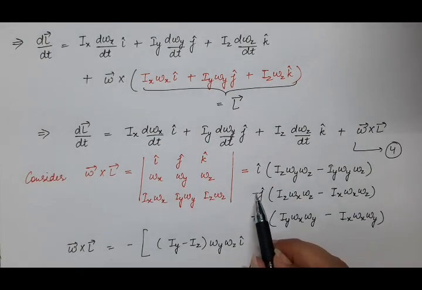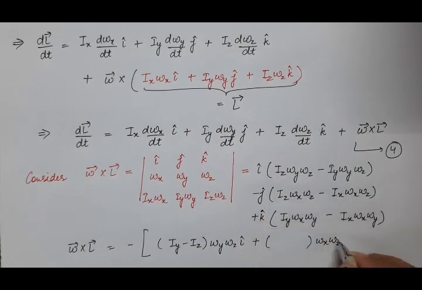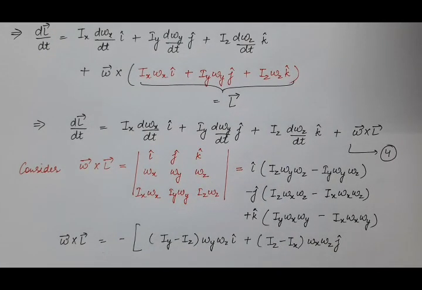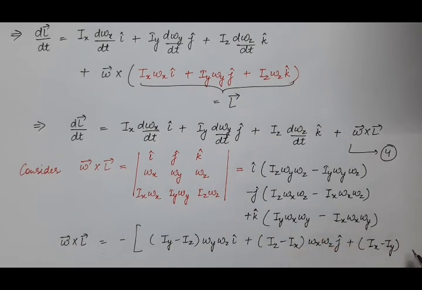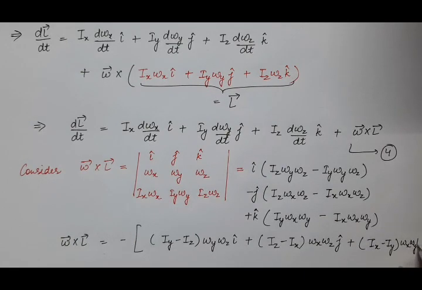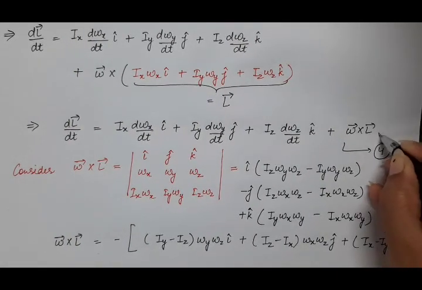So here we have taken this negative sign common, and here we will have plus, then from this bracket take omega x omega z common into j cap, and here inside the bracket we have Iz minus Ix, then plus, as we have taken this negative sign common, so the signs of Ix and Iy will change. So here we will have Ix minus Iy, and take this omega x omega y common into k cap. So this is the value of omega cross L, and now put this value here in equation 4.